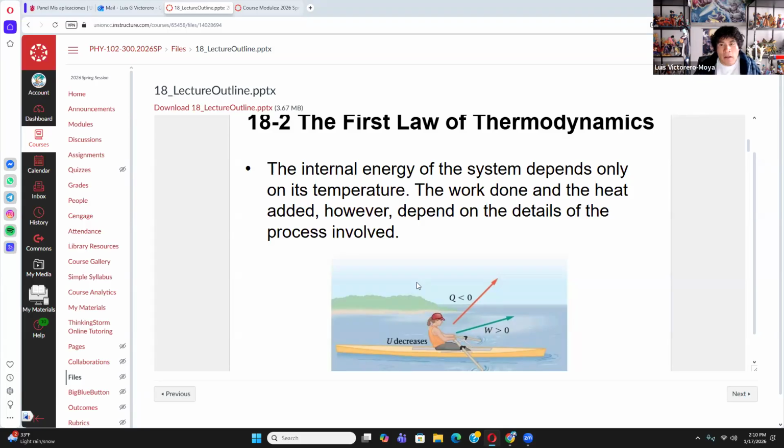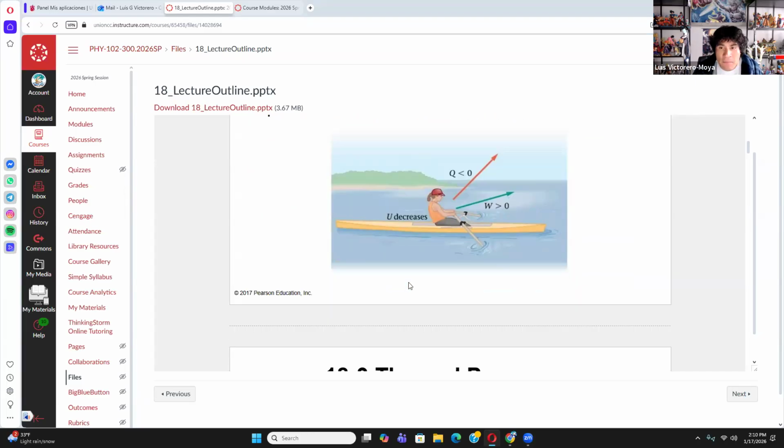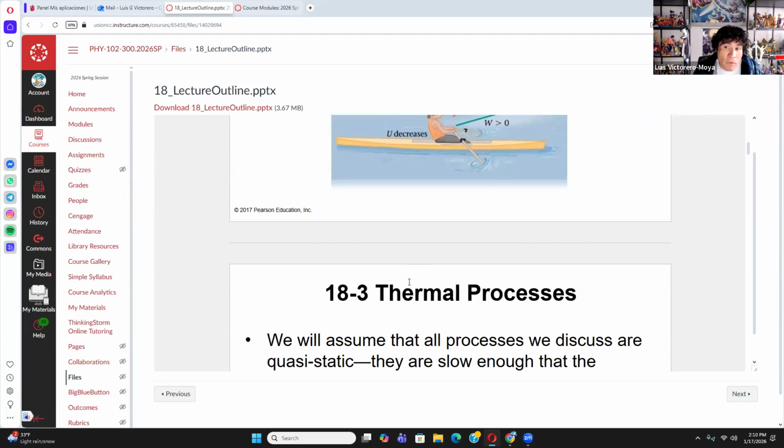So in this case, if you are rowing like this, you are doing positive work, you are burning calories, so you are losing heat, and your internal energy is decreasing. That makes sense. That's basically what happens when you exercise. You are doing work, burning calories, and losing energy by doing that. That's basically the conservation of energy. That's a thermal process, if you think about it.